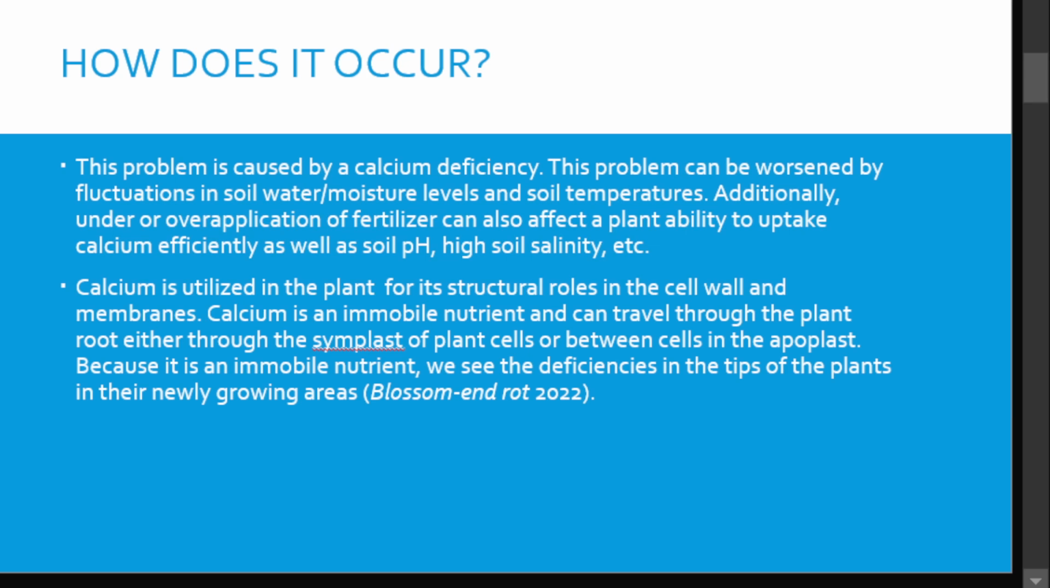Calcium is utilized in the plant for a structural role in the cell wall and membranes. Calcium is an immobile nutrient and can travel through the plant root either through the symplast of the plant cells or between cells in the apoplast. And because it's an immobile nutrient, we see deficiencies in the tips of plants and in their new growing areas. Thus, that's why it's called blossom end rot.